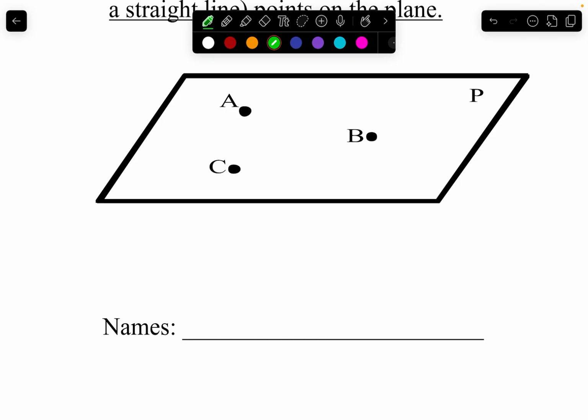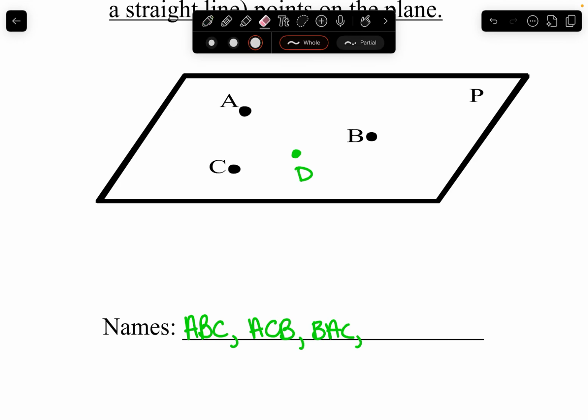So points A, B, and C do not lie in a straight line, so I could name this plane ABC. I could name this plane ACB. I could name this plane BAC, and so on and so forth. So the order, again, doesn't matter. But let's say that I had a point here, and this was point D. I could not name this plane CDB because C and D and B are in a straight line, and that would be considered collinear, and we can't have that.